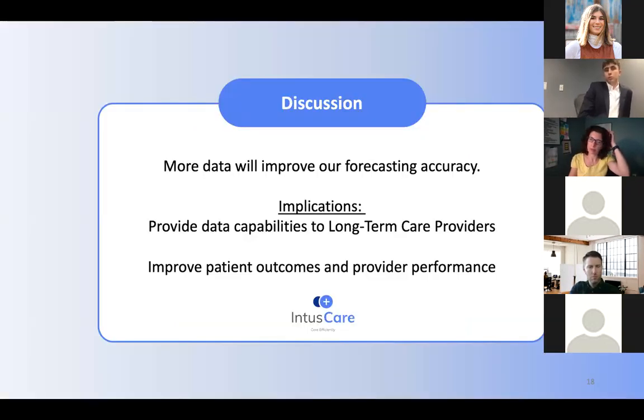So in conclusion, we will continue to run our machine learning models as we acquire more data. And through this training process, our models will progressively get better and more accurate the more data we have. The implication from these goals and from this work is to provide powerful data capabilities to long-term care providers. So through these data empowerment tools, providers can improve patient outcomes and address problems associated with preventable hospitalizations laid out throughout our presentation. So thank you for your time.